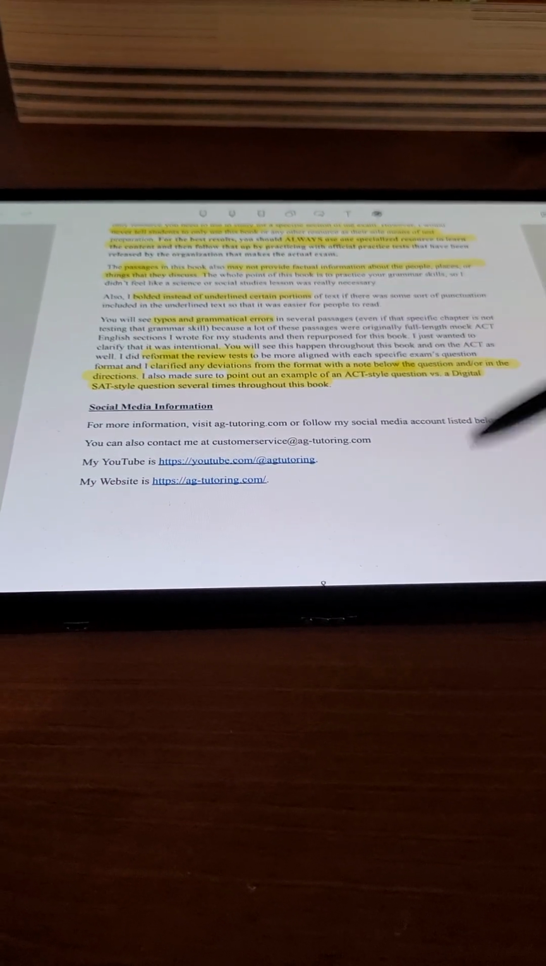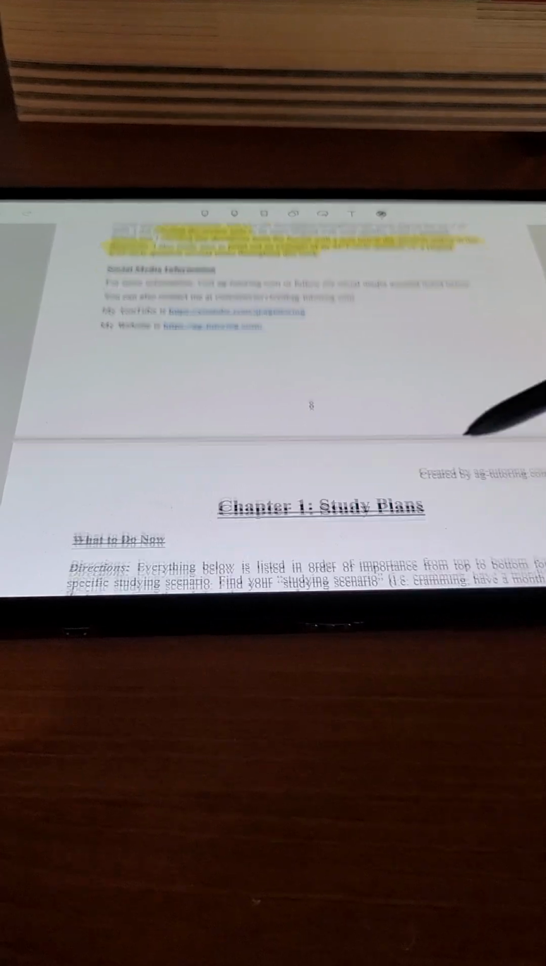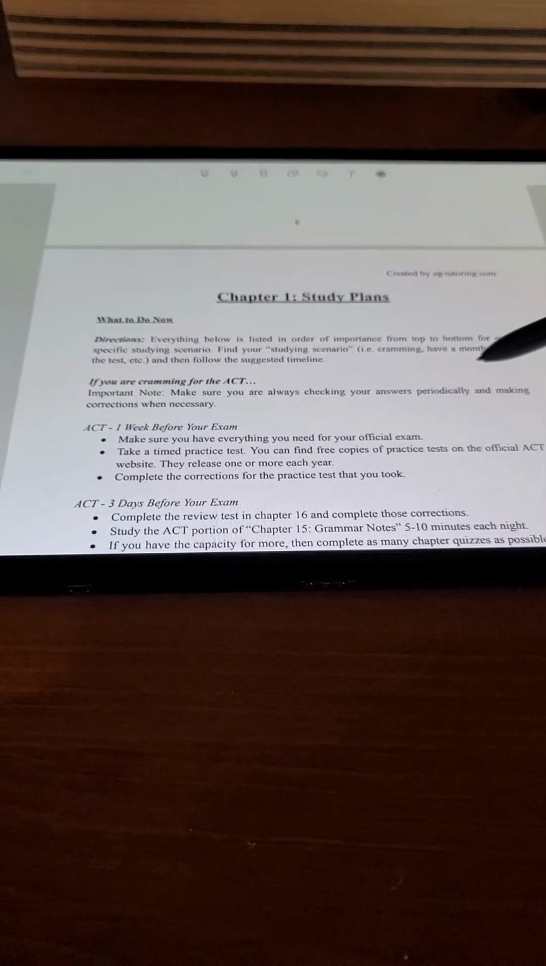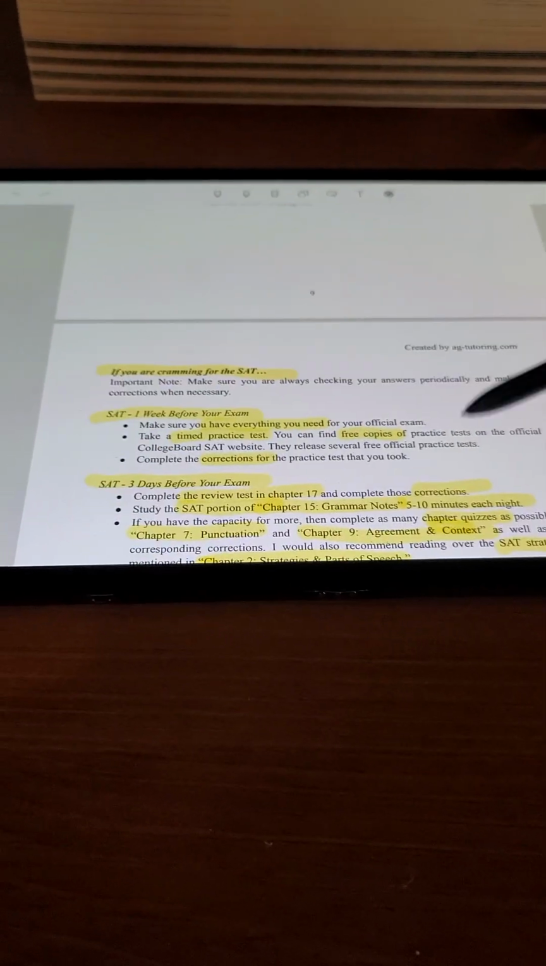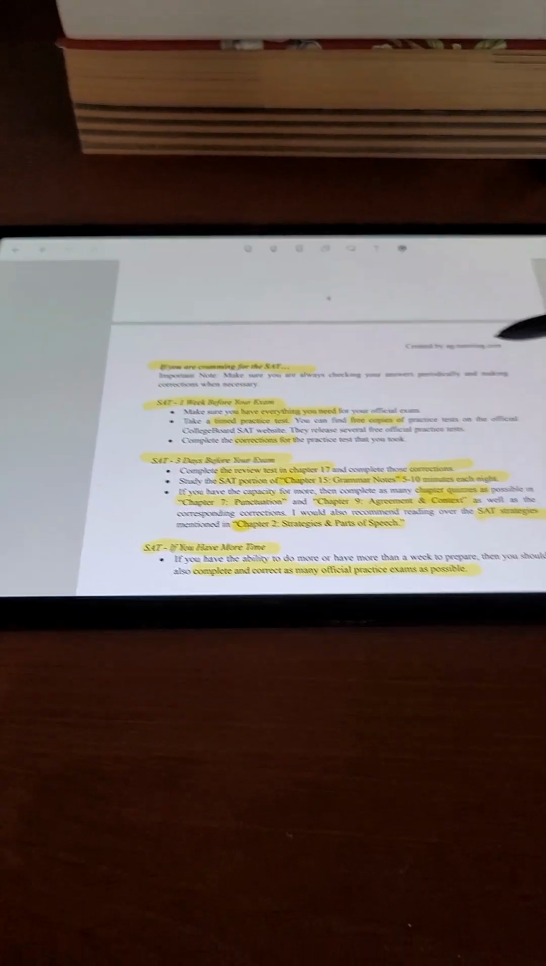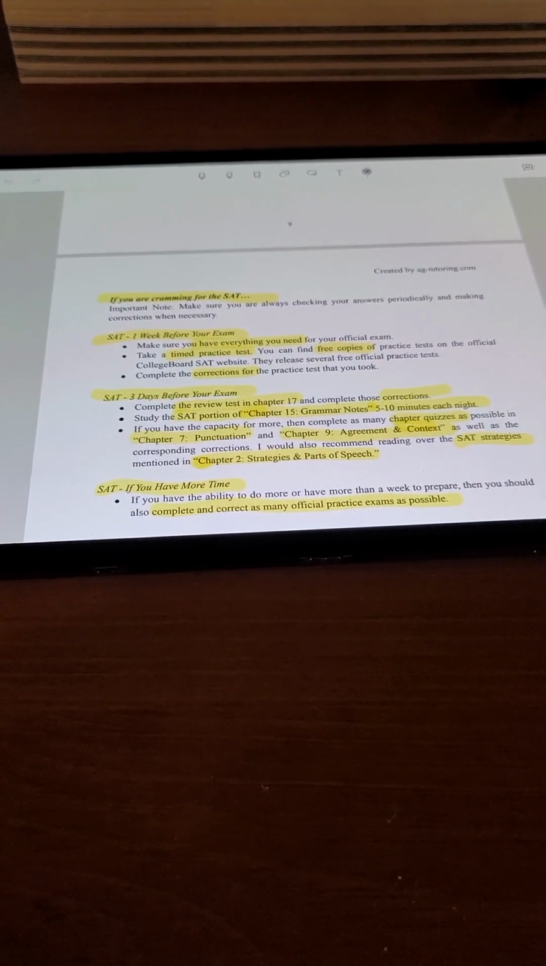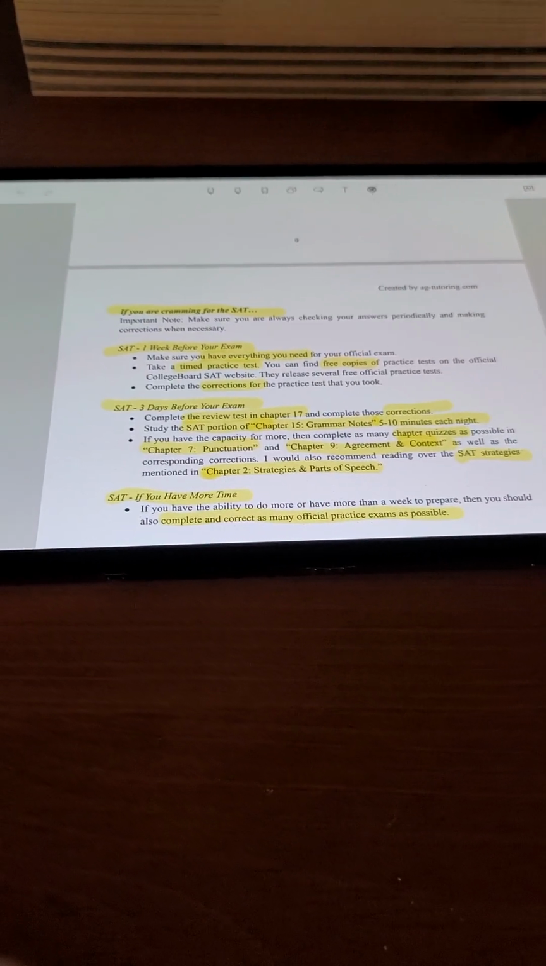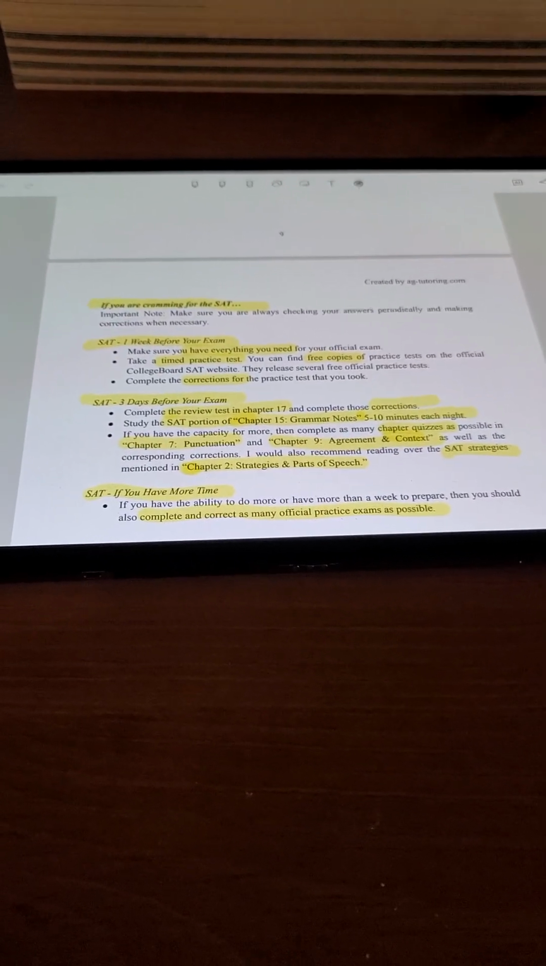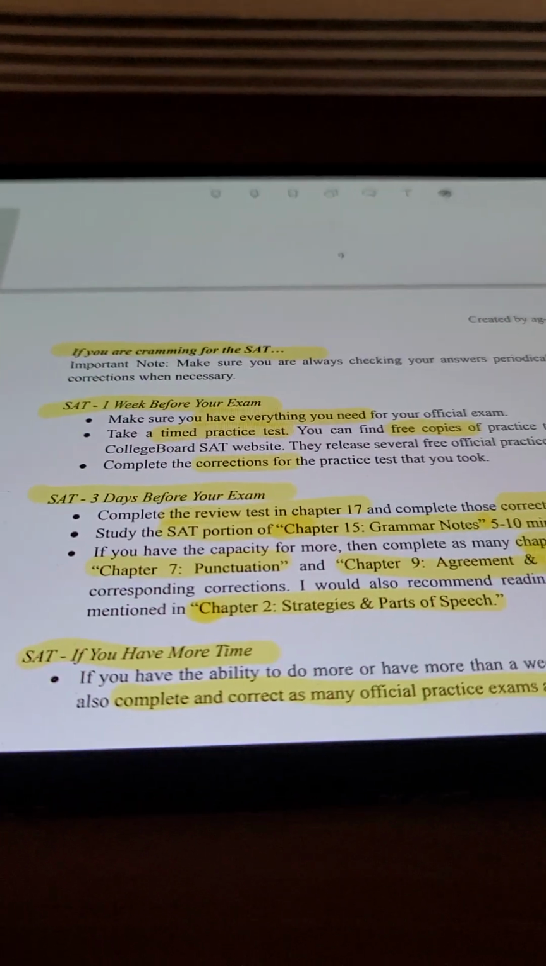And that's it pretty much. This is the social media information. And now the study plans. I already have the video for the ACT stuff. For the SAT, you have 3 different options: a cramming one, one for if you have around 1 month, and if you have 2 or more months, there's a plan for that. So this is the cramming one.